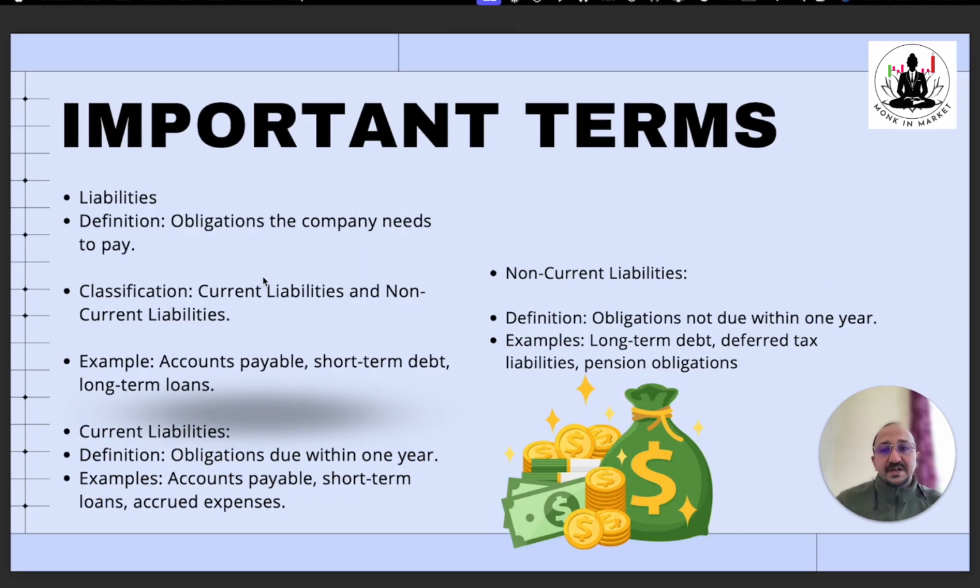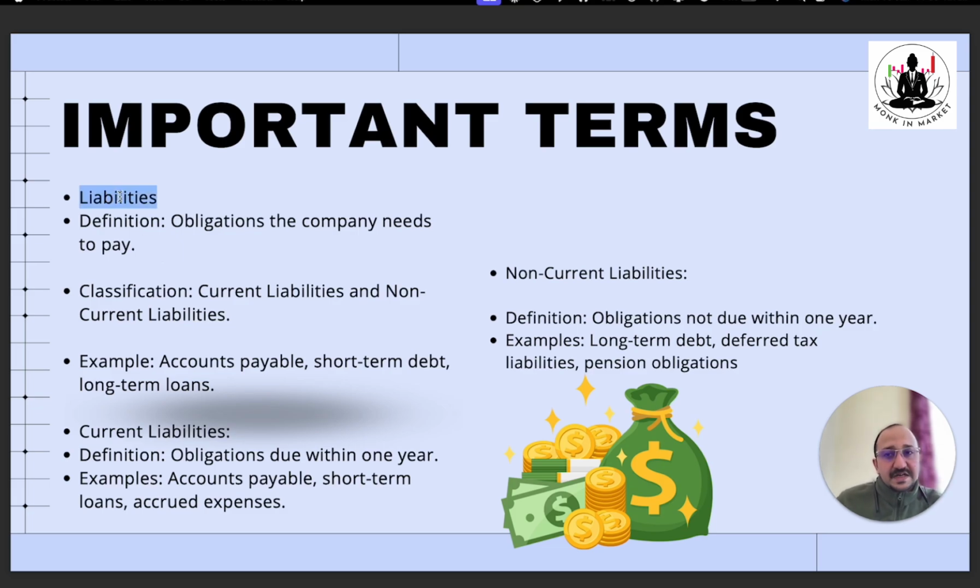Now, what are liabilities? These are the obligations that a company needs to pay. It is something which I owe to someone else. For example, if I have taken a loan or a small credit from my best friend, I have to return it back to him, right?